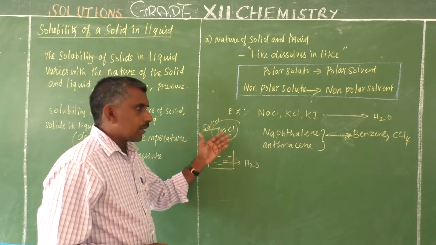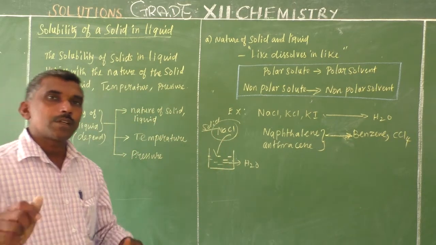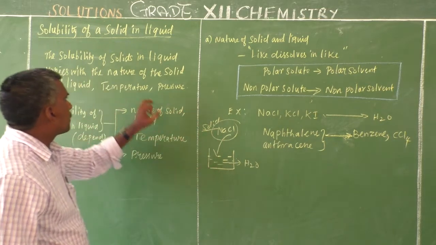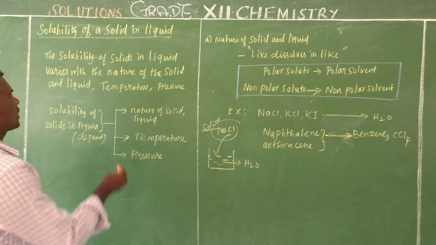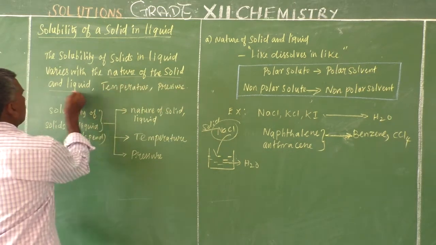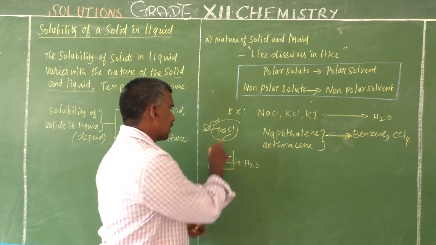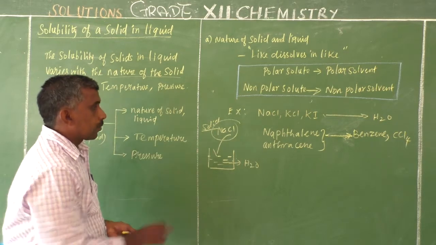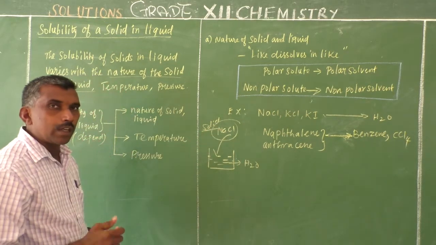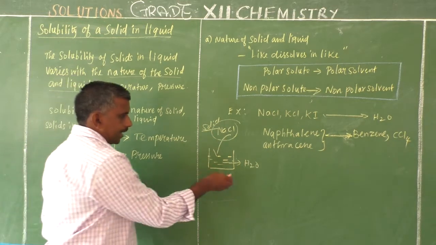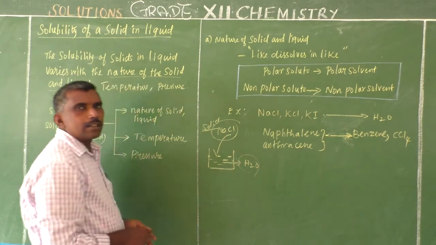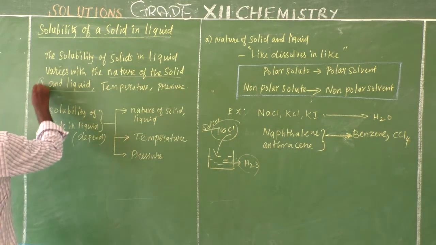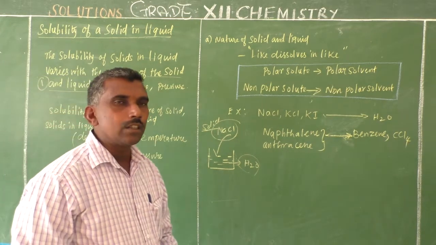Examples are sodium chloride, potassium chloride, sodium carbonate, potassium carbonate, or sodium sulfate. The solubility of a solid in liquids depends on the nature of the solid and liquid. The solid may be an ionic or covalent compound, a polar solute or non-polar solute, and the solvent may be a polar solvent or non-polar solvent. The first factor is the nature of the solid and liquid.